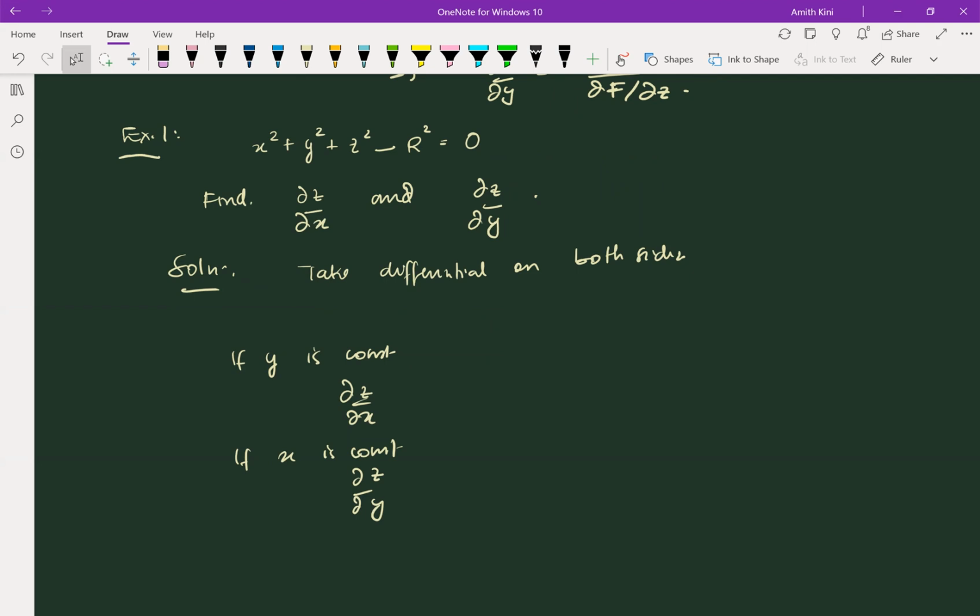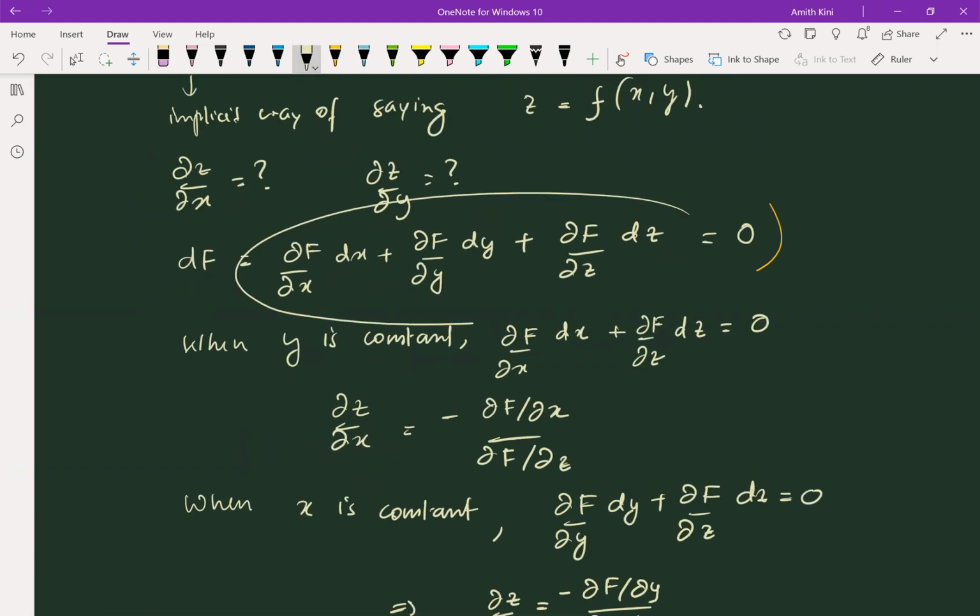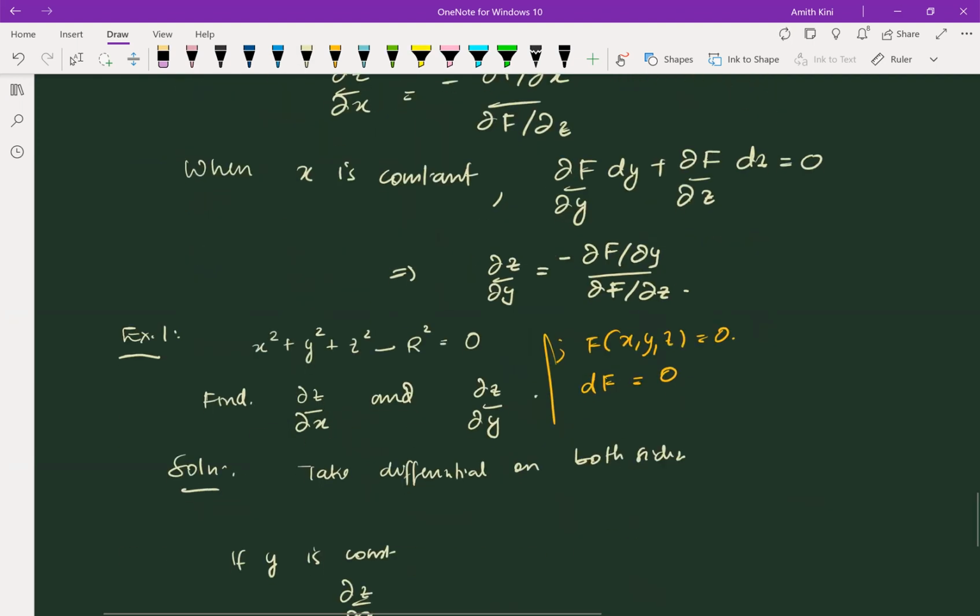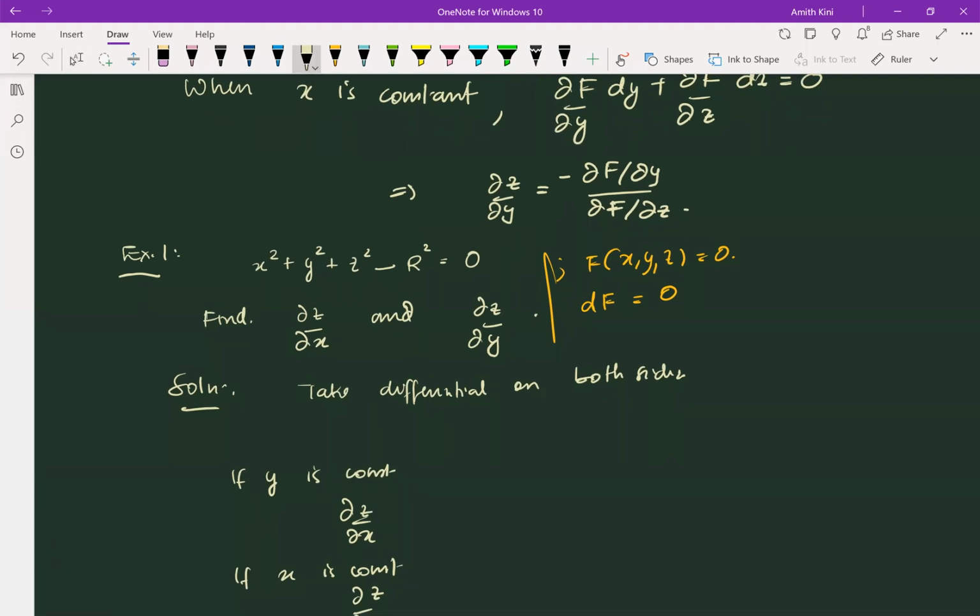We'll do it. Rion, can you tell me the differential of this function? See, this is of the form f of x, y, z equal to 0, correct? Some function of x, y, z is equal to 0. And I want you to find the differential of that function, df. So partial with respect to x into dx, this expression. That'll be 2x dx plus 2y dy plus 2z dz. This should be equal to 0.